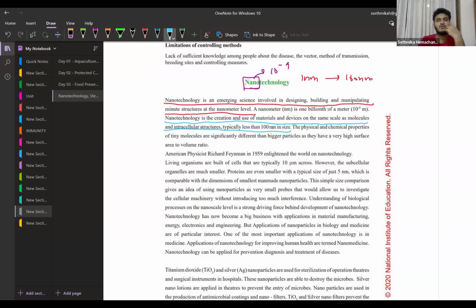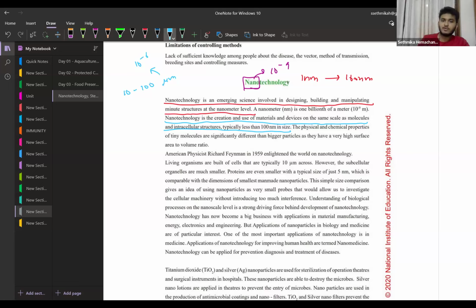What is the diameter of a eukaryotic cell? What about the others? I'm getting some answers. It's basically 10 to 100 micrometers. But here we talk about nanometers. Micro is 10 to the power minus 6.